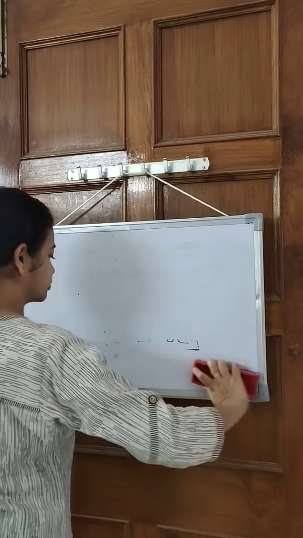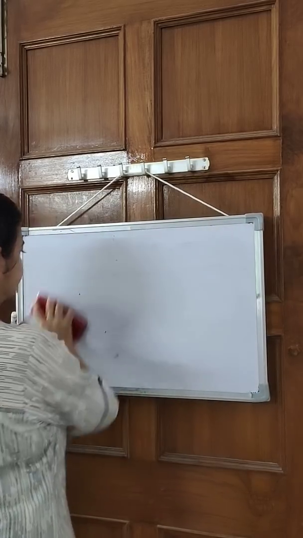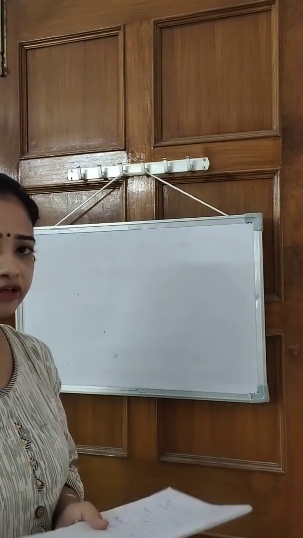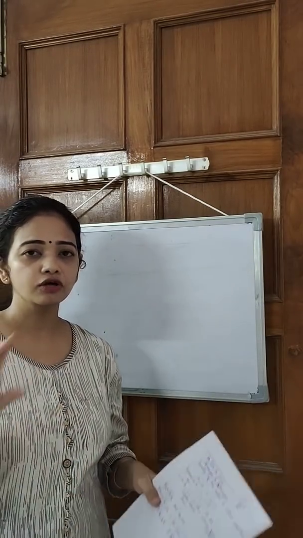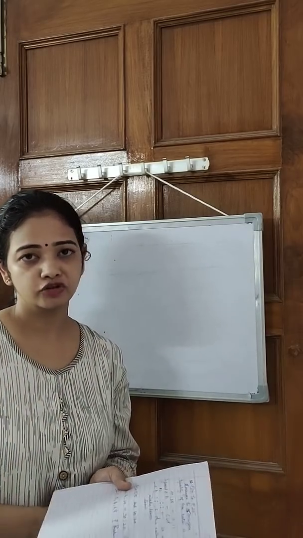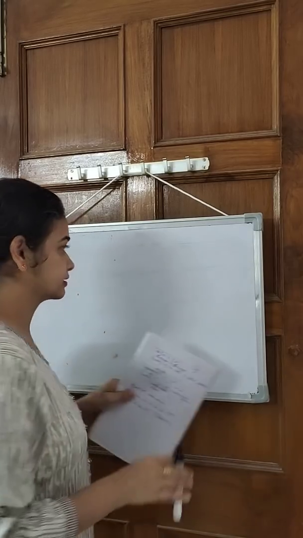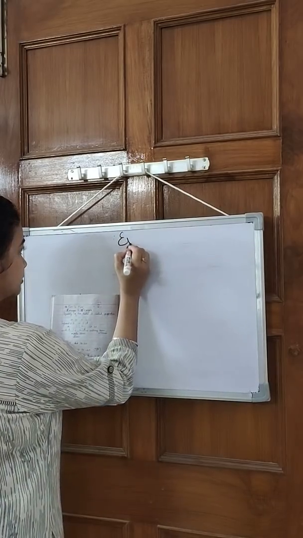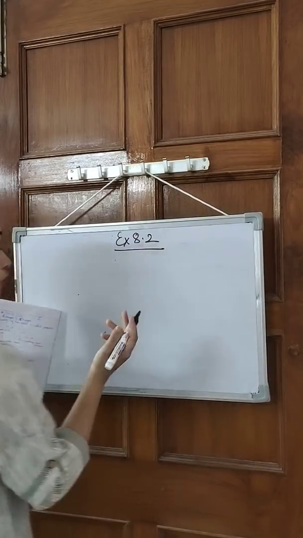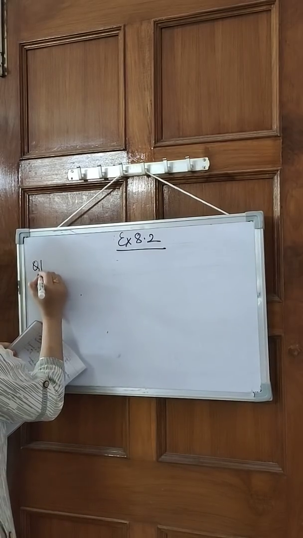Now let's take a few questions from your exercise, and for this exercise you are free to use any of the methods. Means for all questions you can use product of extremes and means, or you can simply divide them and check. Both will be absolutely correct. I will be doing both the methods, so whichever you feel is easy for you, you can do that. And if you also want to use both the methods, well and good.